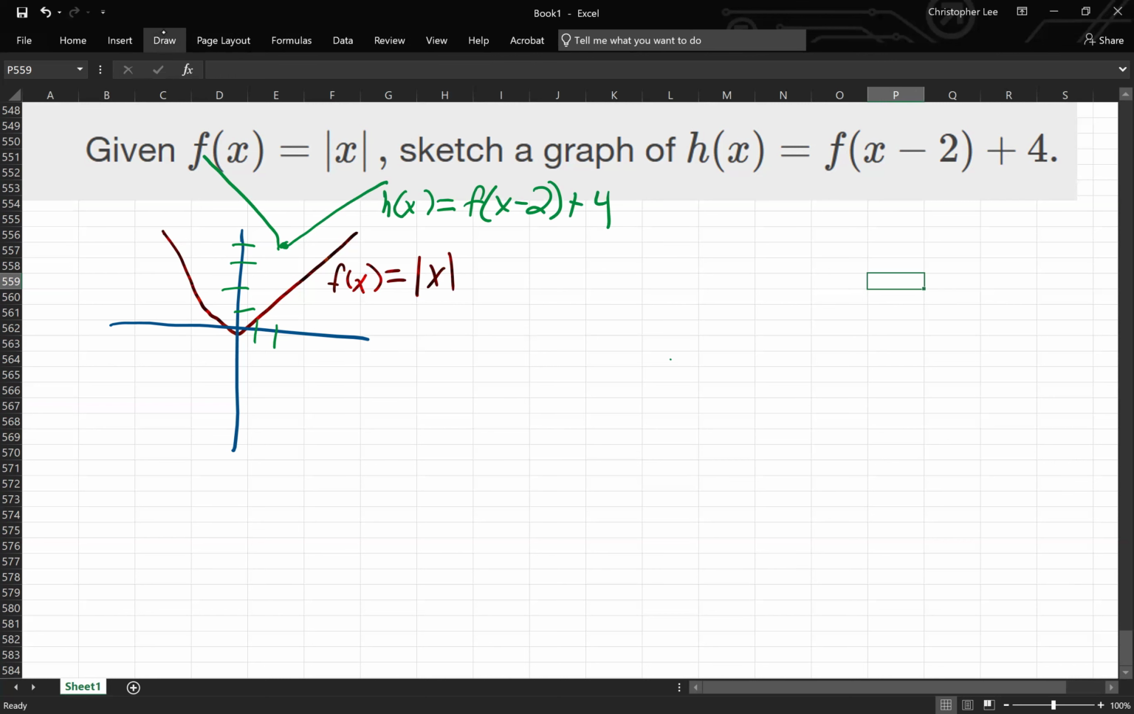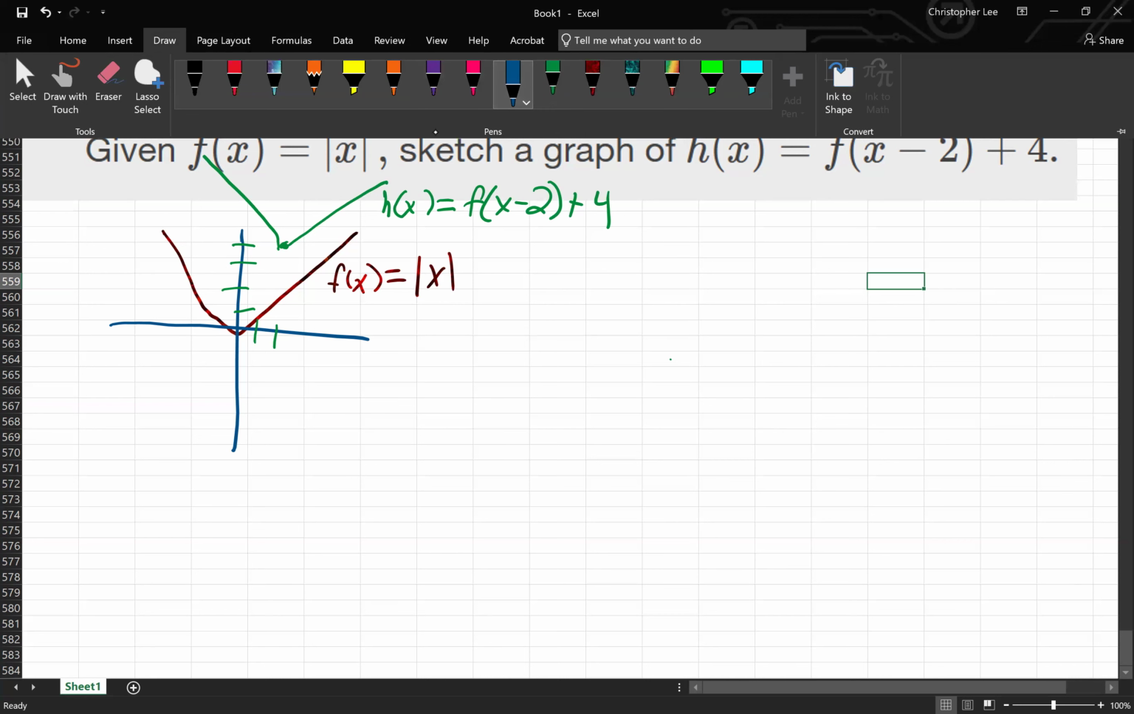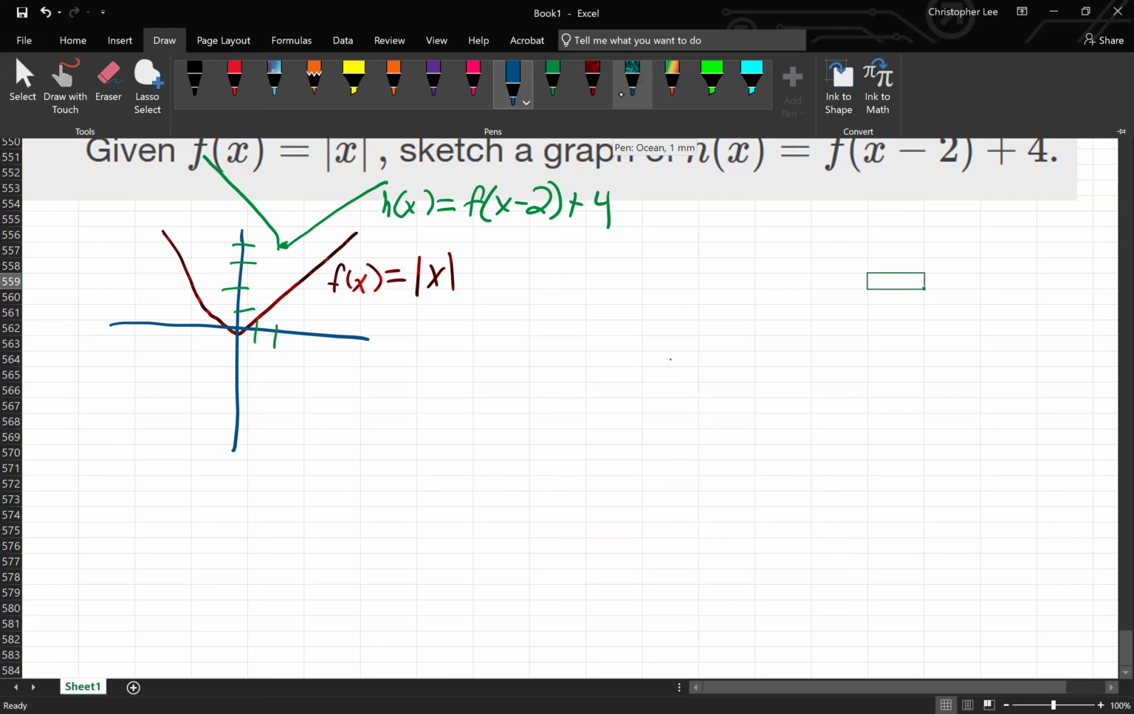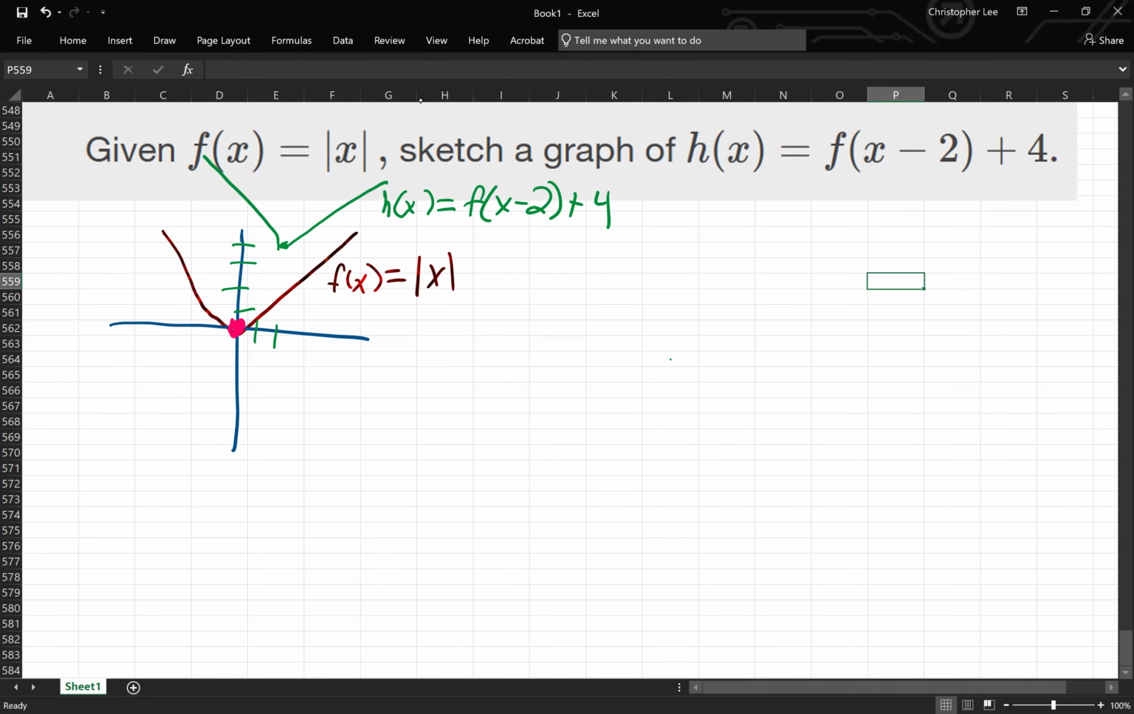All right. So just to recap, right? You know what, that's not a smart idea. Let's do pink. This is the origin right here, 0, 0. This point over here is going to be, I'm going to do it up here, that point is going to be 2, 4.